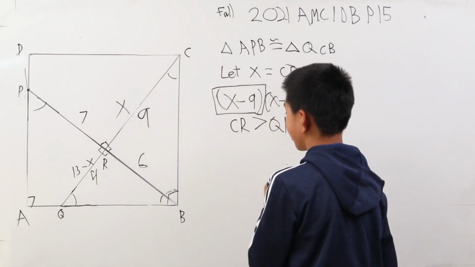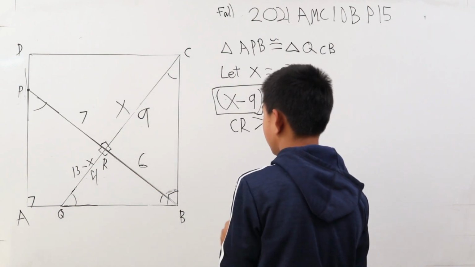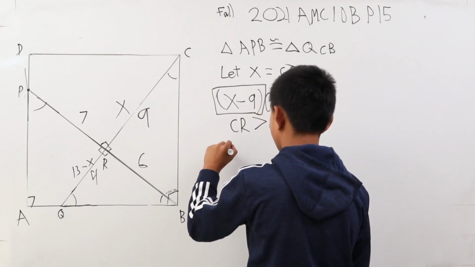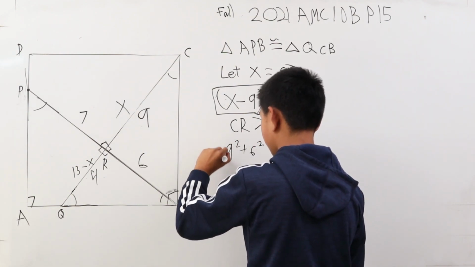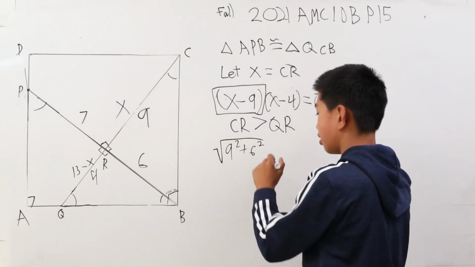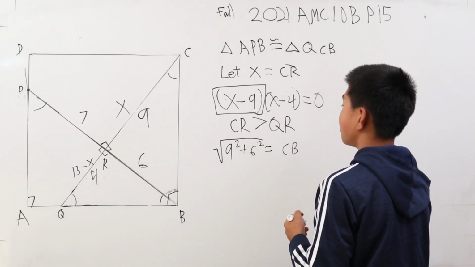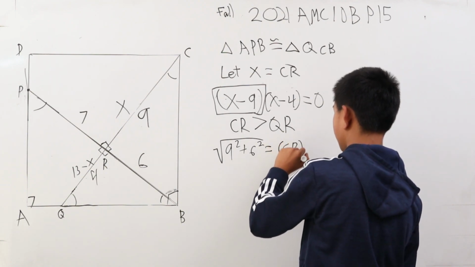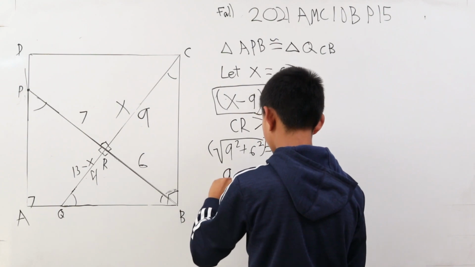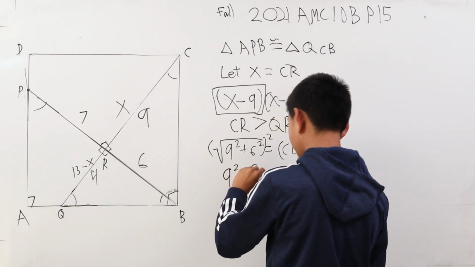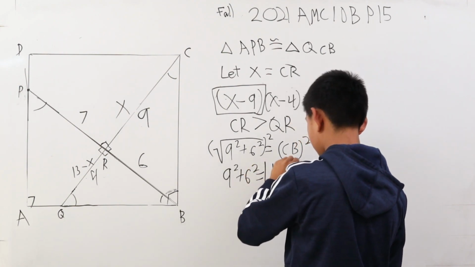But what we're really worried about is the area. We can use the Pythagorean theorem to find the side length. The side length is the square root of 9 squared plus 6 squared. This is CB. But we want the area. The area is the side length squared, so we have to square both sides to get the area. 9 squared plus 6 squared will give us our answer of 117. So we are done.